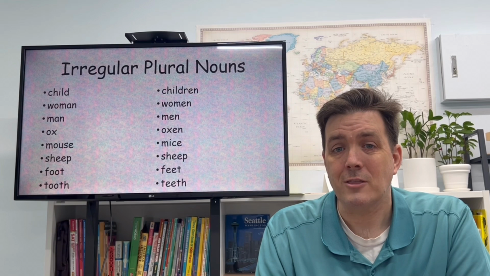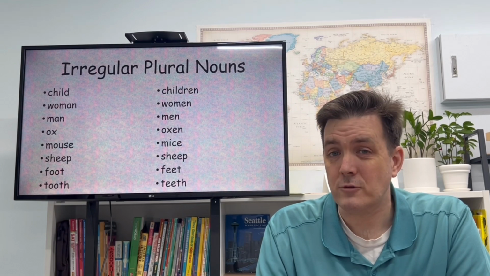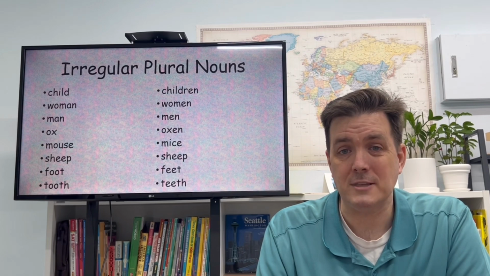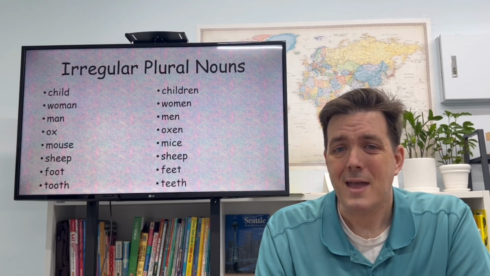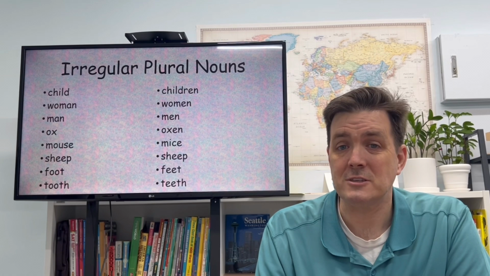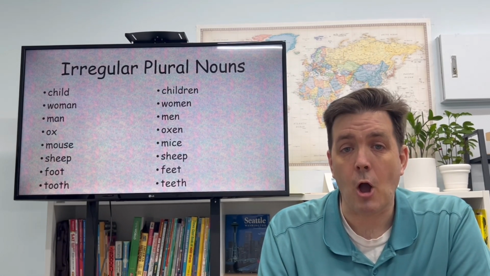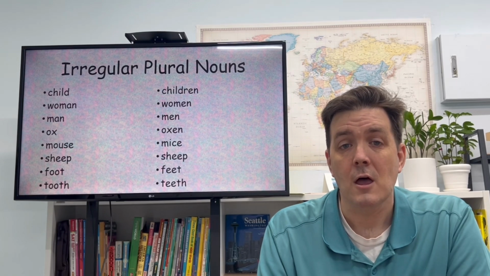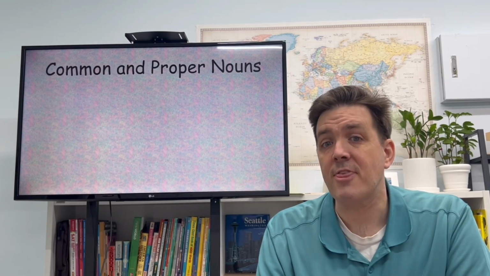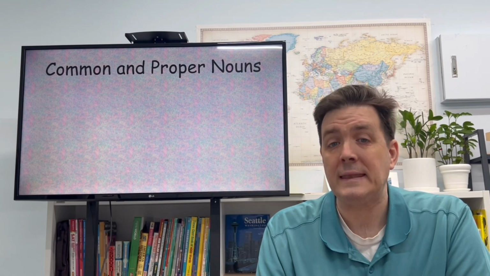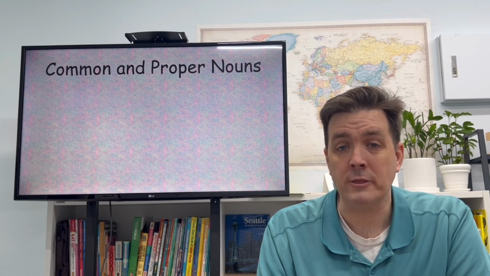And I'm sorry, you will see a pattern for some of these, but the only way to learn them all is simply to memorize them. I'm sorry, English is a tough language, and this is just one example. Last thing we're going to talk about today are common and proper nouns. A common noun is just a thing, okay? A person or a place, but it's not a name. Proper nouns are all names.